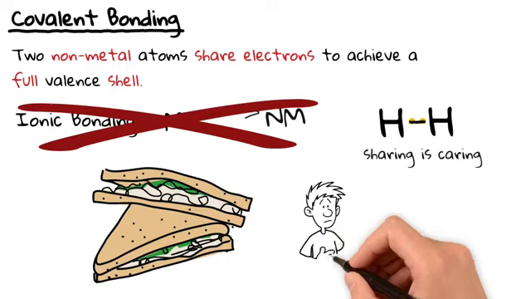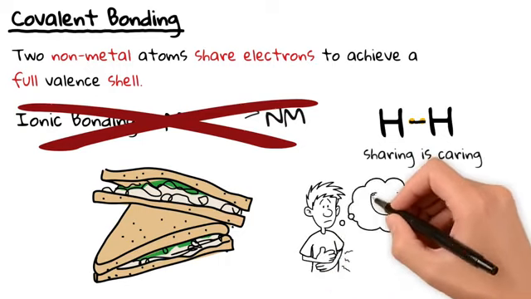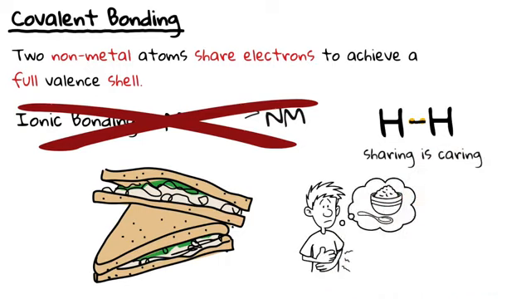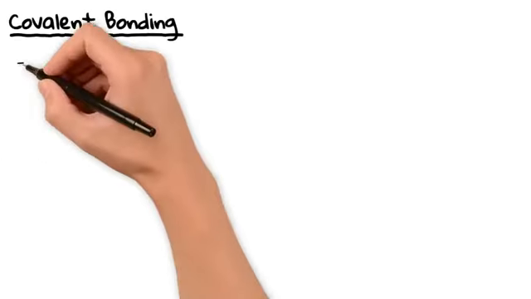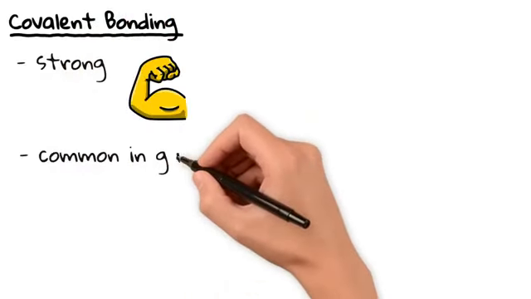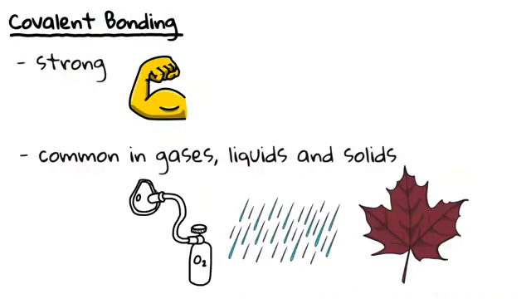Instead of keeping your halves separate, you combine them to make one full sandwich. That's how covalent bonding works. Both atoms combine their electrons so they feel complete. Covalent bonds are strong and commonly found in gases, liquids, and solids.